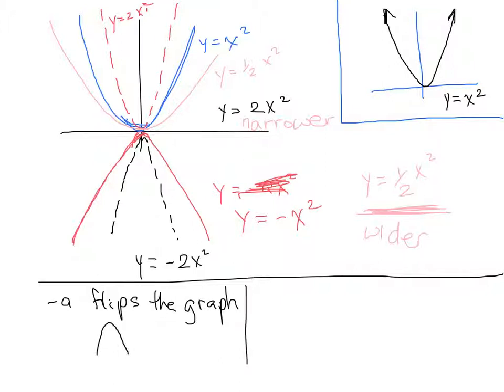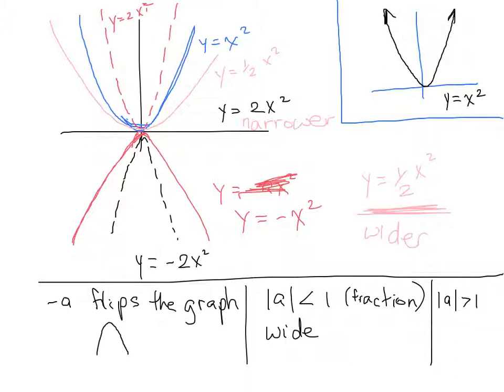What else should you take from this? If the absolute value of a is less than 1, so if we have a fraction, then our graph will be wide. But if our a value is more than 1, so it's a bigger number than 1, then our graph will be narrow. That's actually opposite to what most people would think, but hopefully you see why that's the case. So those are the 3 things I want you to take from this so far. Let's keep going though.